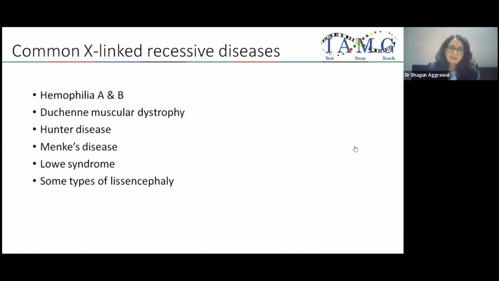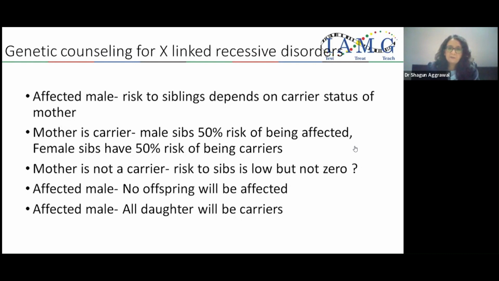Some common X-linked recessive diseases are as follows. One is hemophilia A, as we just discussed. Then there is hemophilia B, factor 9 deficiency. Then you have another common neuromuscular condition called Duchenne muscular dystrophy. Then certain metabolic disorders like Hunter disease, Menkes disease, Lowe syndrome, and some types of lissencephaly. These are all conditions which are inherited in an X-linked recessive fashion. And there are also many X-linked intellectual disability syndromes, many of which show a recessive kind of inheritance pattern.